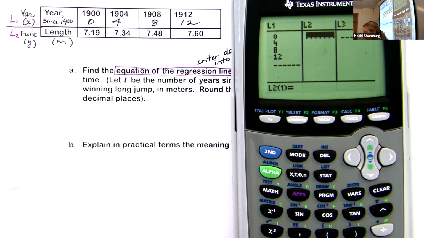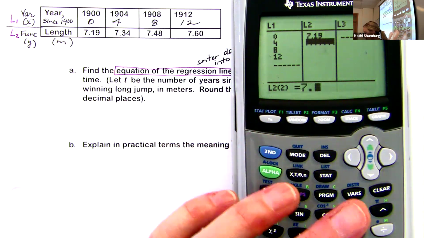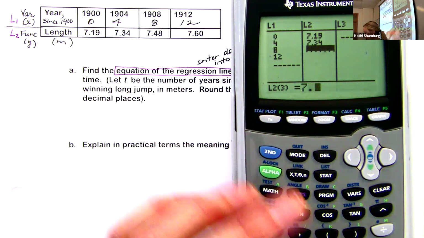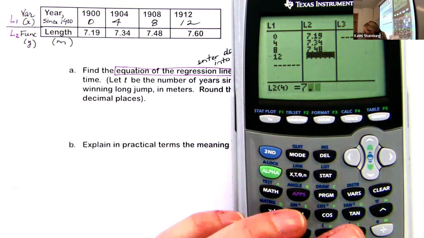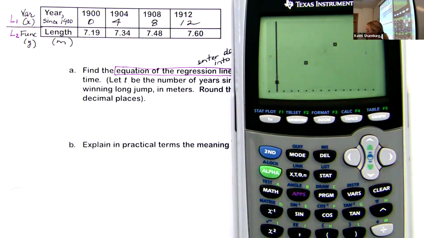Right arrow over. 7.19 enter, 7.34 enter, 7.48 enter, 7.6, and if you put 60, that's fine. Enter. Okay. Now you could go to Zoom 9 and it would look like this. Let's go ahead and look at that. But is that what this question is asking me for? No, it asks for the equation. So that's the one that we just learned. So where do I go?